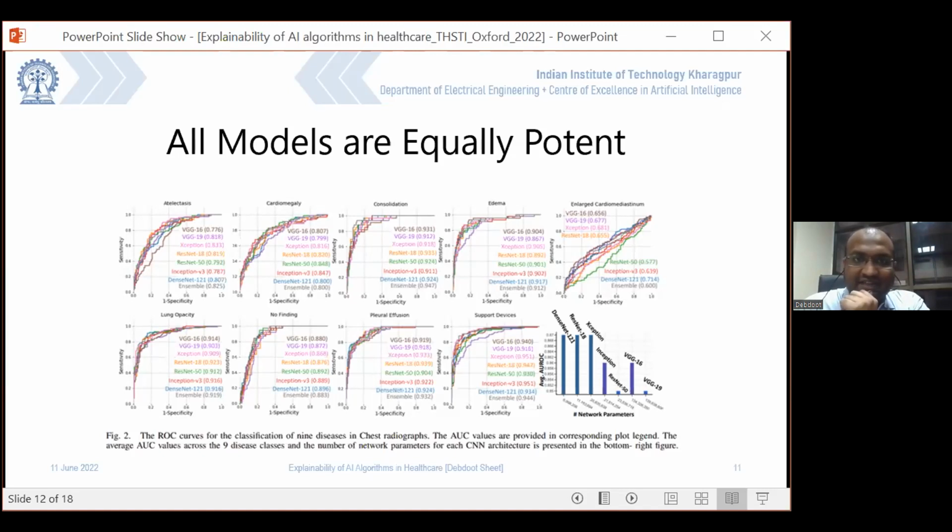Now, the challenge is that if these models were performing so closely, do I take a DenseNet, a ResNet 18, or an Xception? If you ask a computational engineer, they are going to say whichever has the least computational overload, you are basically going to take that one. The question here is, did you ask a clinician which of the models is trusted? And that's the experiment we started.